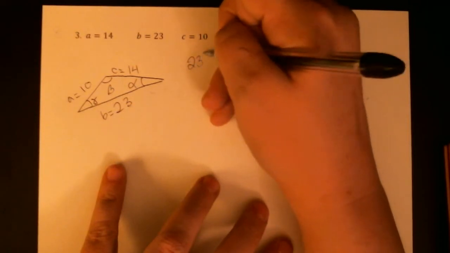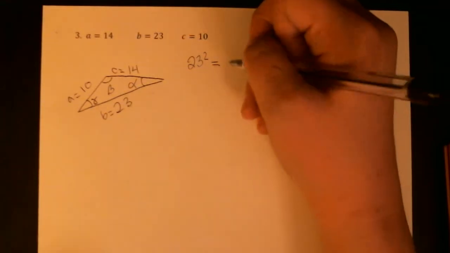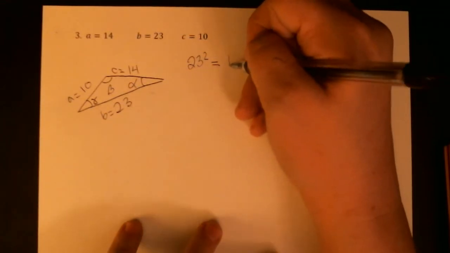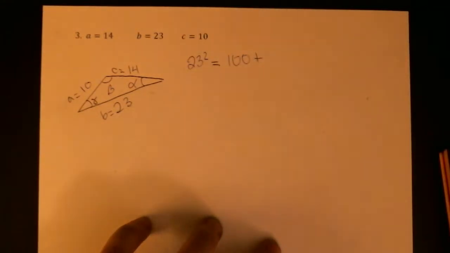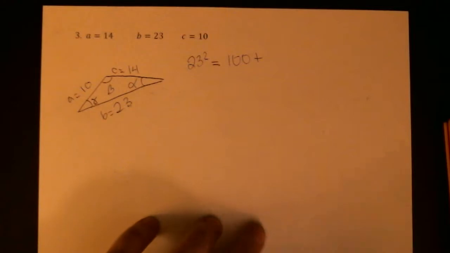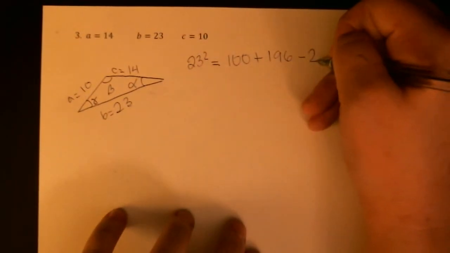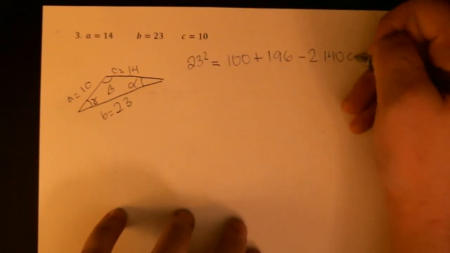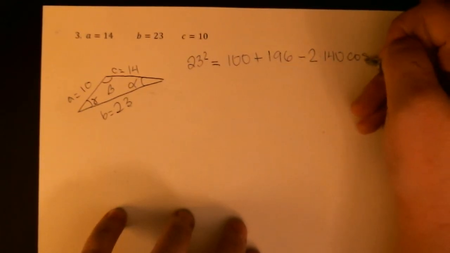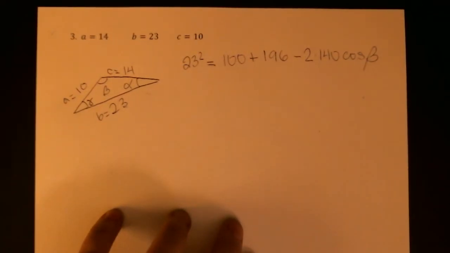So 23 squared is equal to a squared. Oh, I can do some of these in my head. 10 squared is 100, plus c squared, 14 squared. I think that's 196, but I'm going to double check so that I don't give you a wrong answer. Yes. Minus 2ac times 140 times the cosine of beta. Okay, so there's our initial setup.